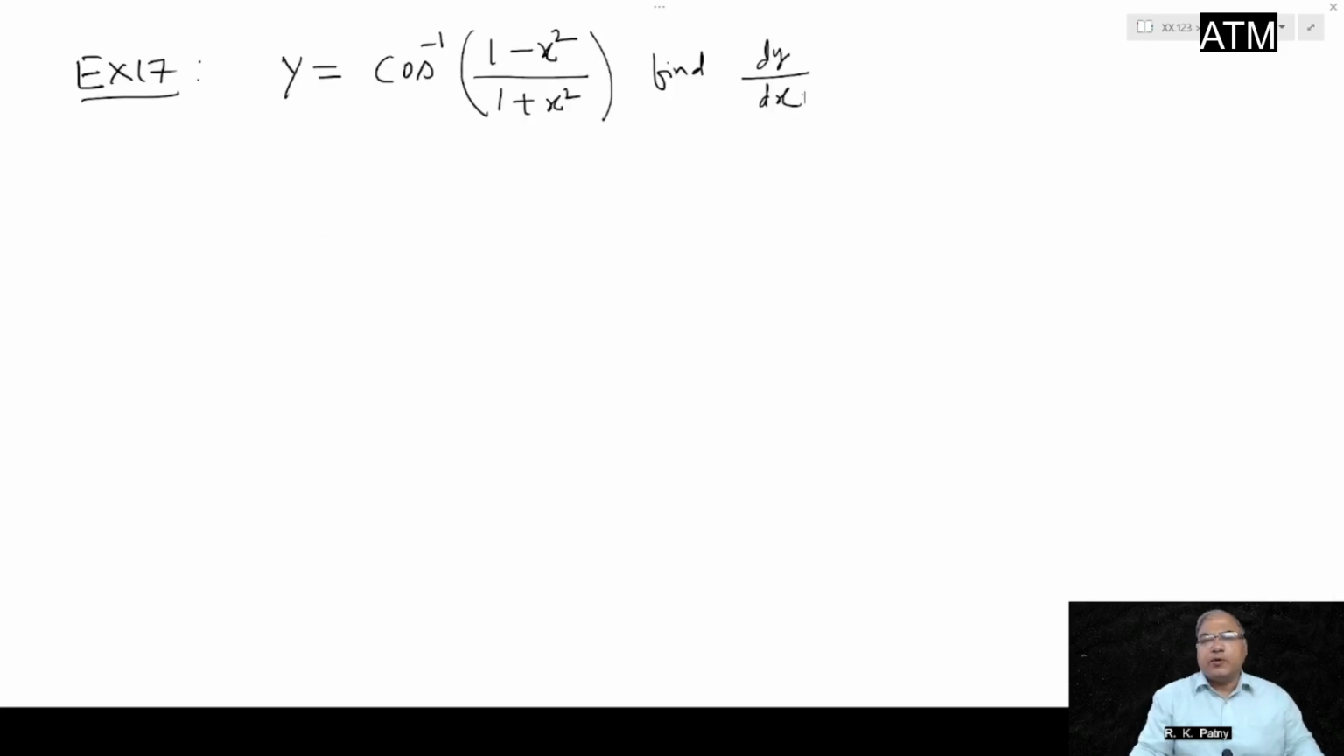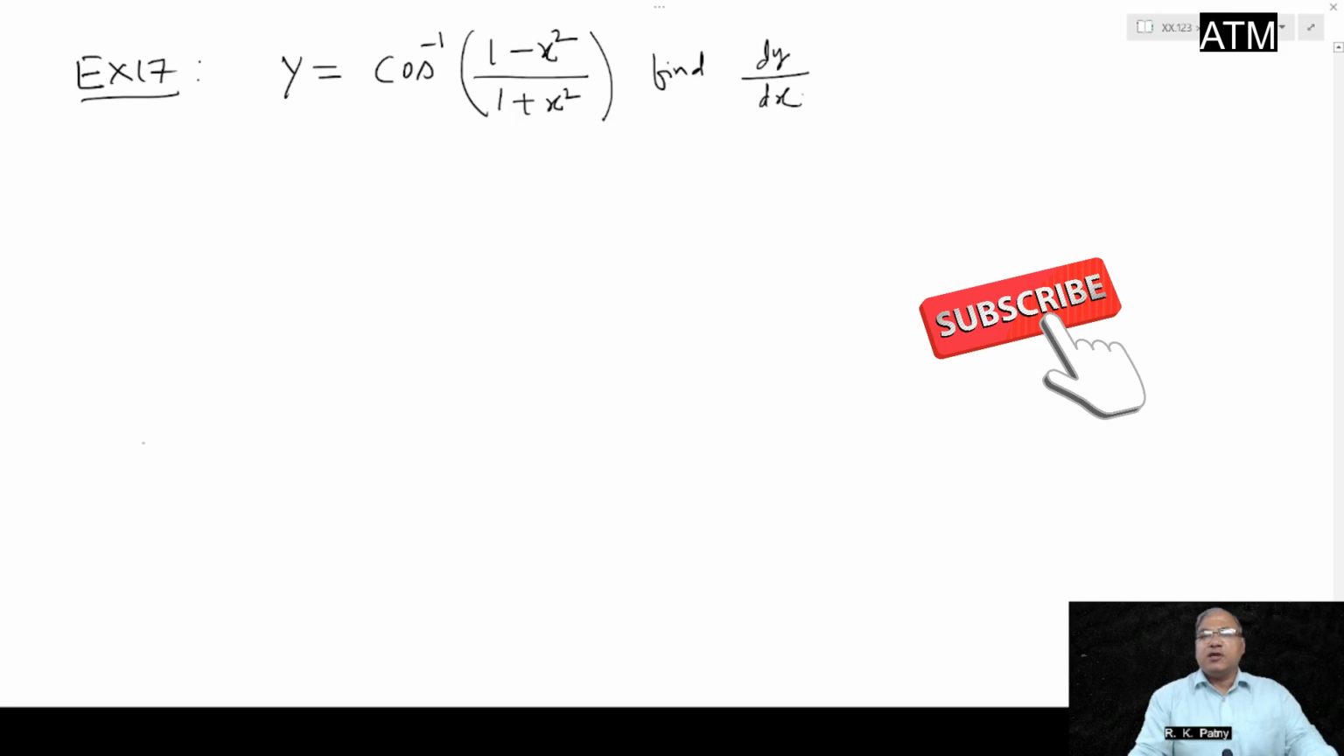Now example number 17, y equals cos inverse of (1 minus x square) upon (1 plus x square), find dy by dx. Sometimes, whenever you are doing the derivative of inverse trigonometric functions, you put in place of x, for example, x equals tan theta or x equals cos theta, so that it converts into some suitable trigonometric form, and the complicated problem gets simplified into a very suitable algebraic form. For example, here is 1 minus x square upon 1 plus x square.